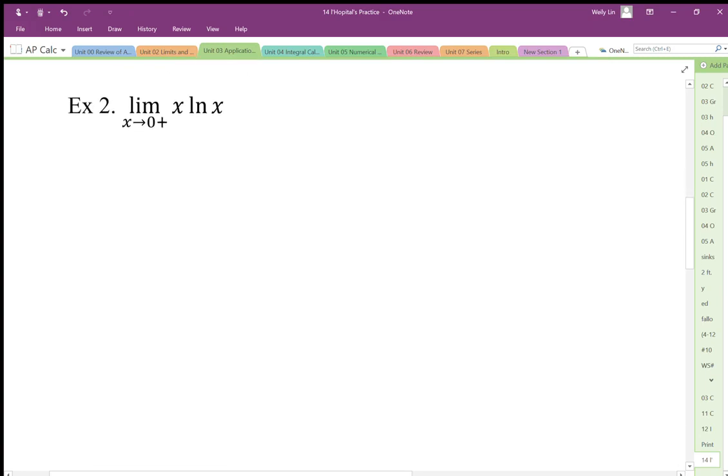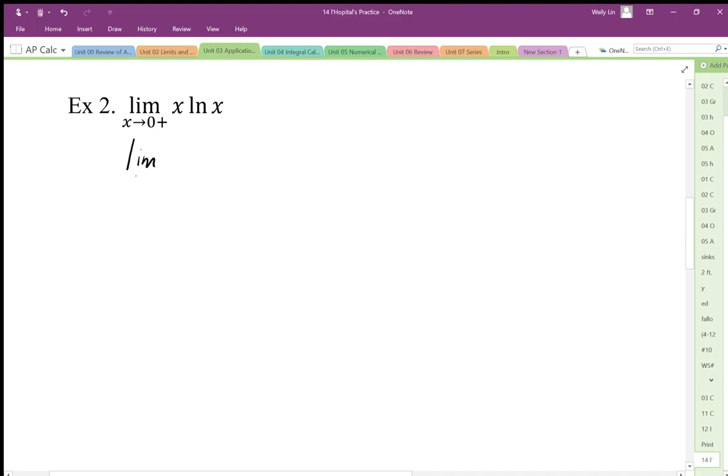So this one here, we're approaching 0 from the positive side, so log is going to be negative infinity, and we have 0 times negative infinity. Okay, so we end up with 0 times negative infinity like this. Okay, so we need to be able to put this into some ratio form. So it's easier to put the x into the ratio. So I'm going to do this.